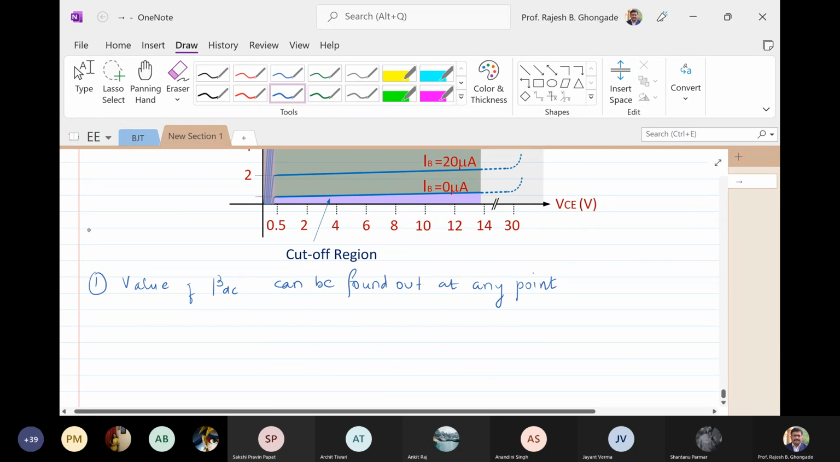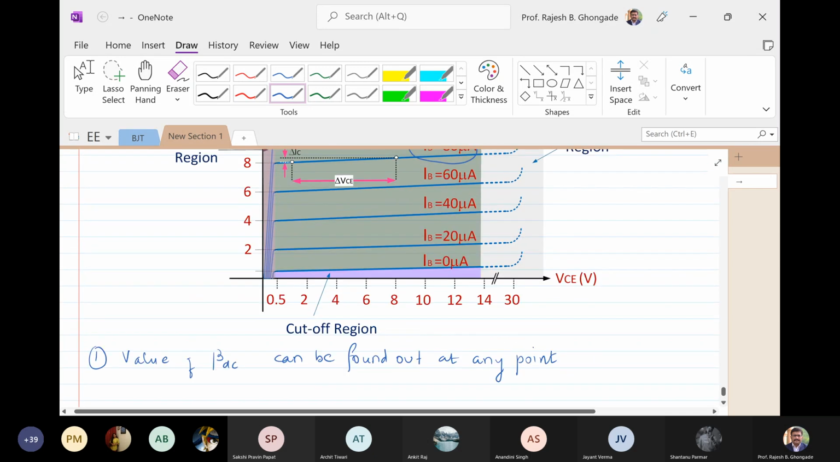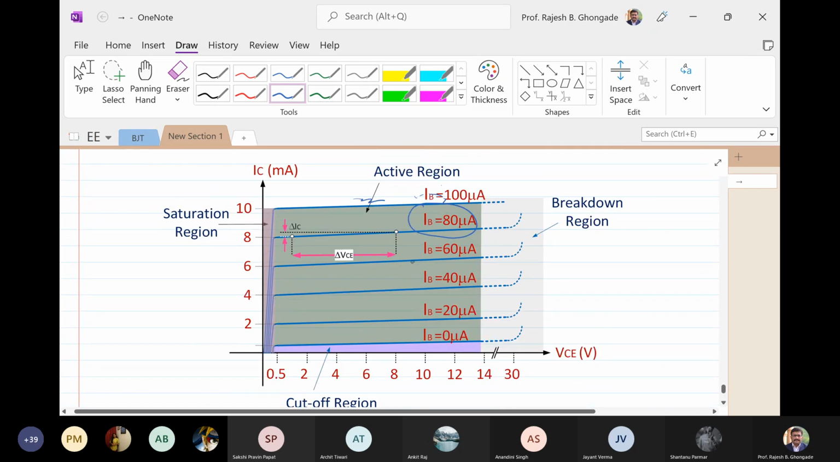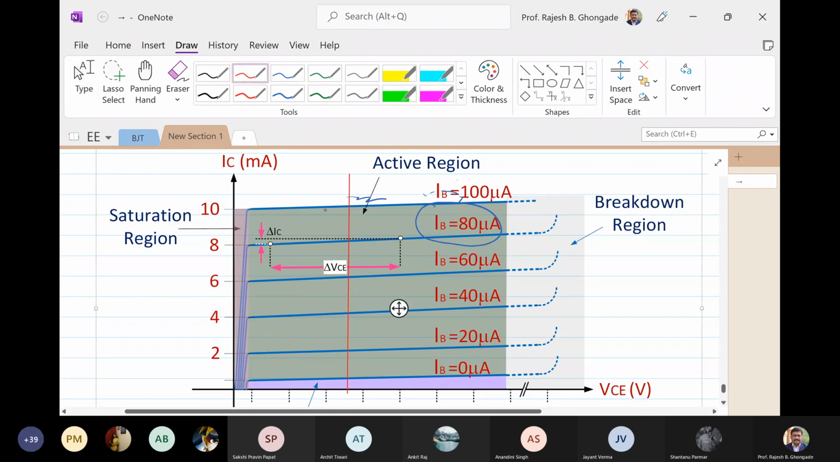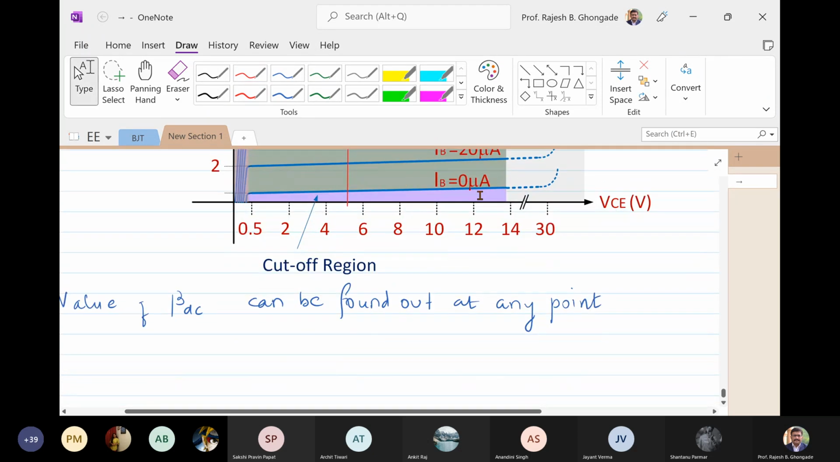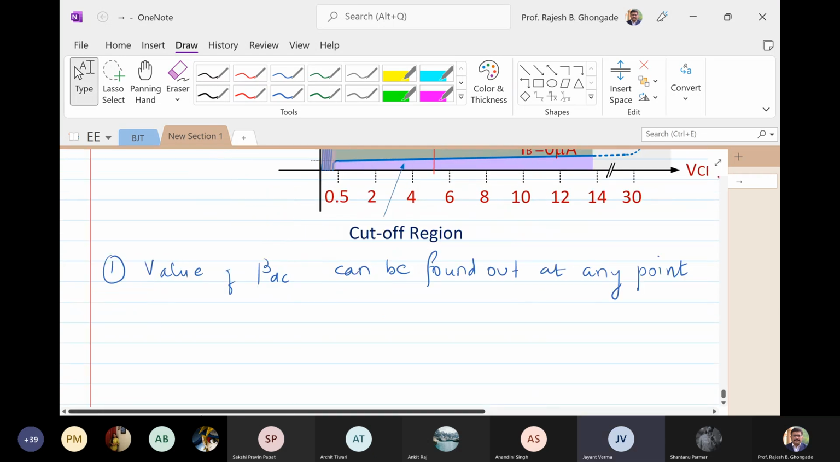All right. So for a fixed value of VCE, how are you going to find that out? See, this is a curve. So how are you going to find out? You're going to first of all fix VCE and then maybe draw a line like this. And then for that particular VCE, I'm going to find out the value of IC for this, and then divide it by IB, which will give me beta DC. All right. Yes, sir.